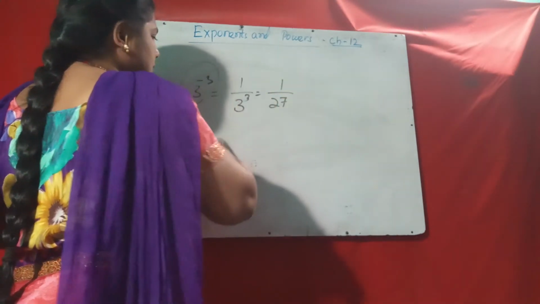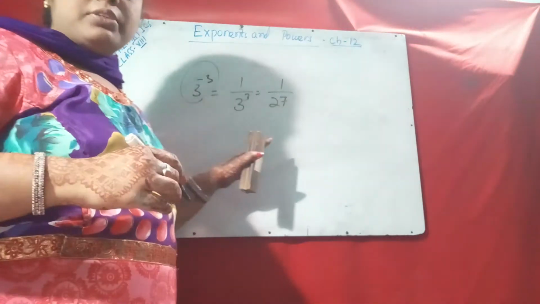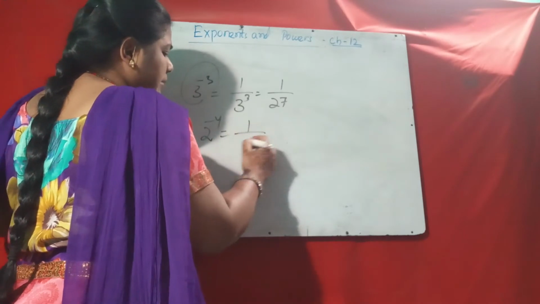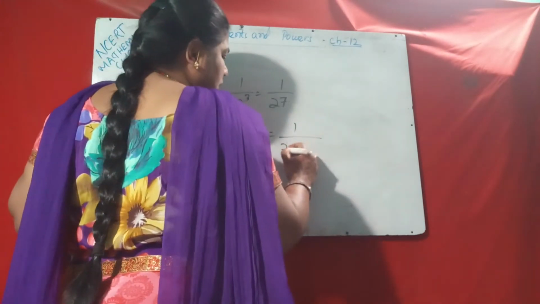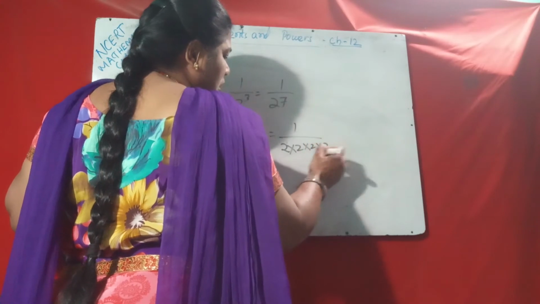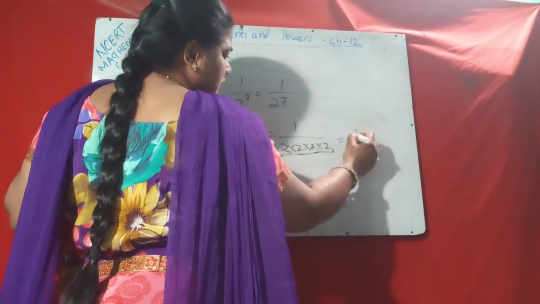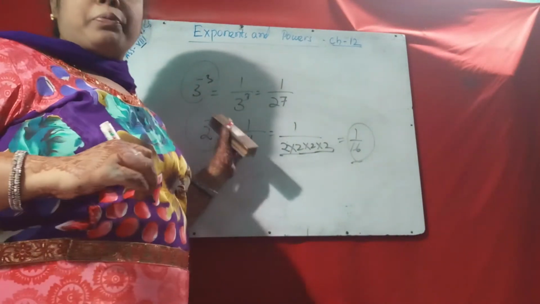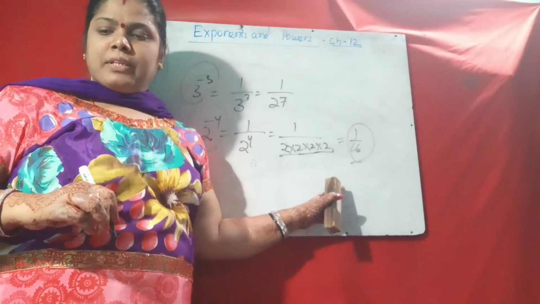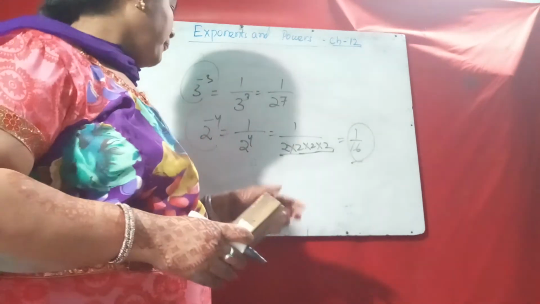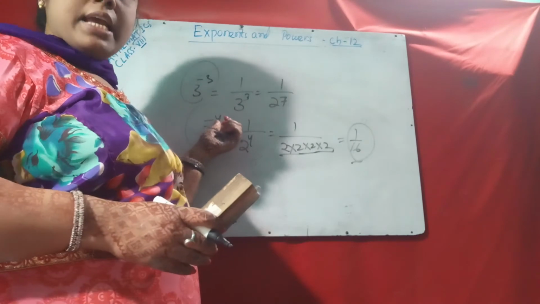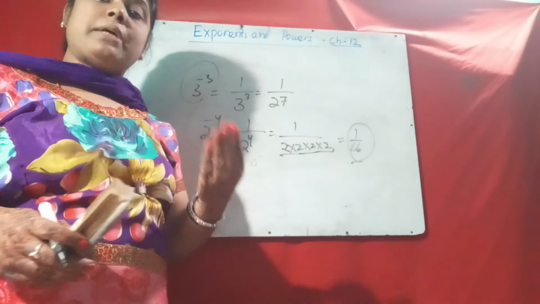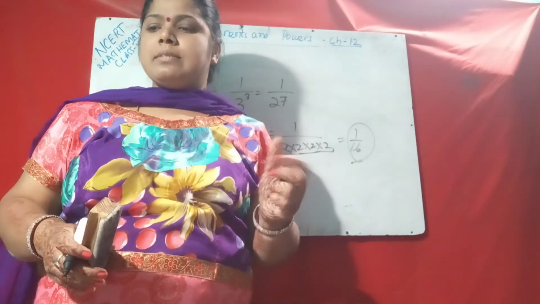So 3 to the power minus 3, its value is 1 by 27. Suppose 2 to the power minus 4, that means 1 by 2 to the power 4, 1 by 2 into 2 into 2 into 2. 2 to the power 4 is 2, 4, 8, 16, that is 1 by 16. So the value of 2 to the power minus 4 is 1 by 16. Here 2 is the base, 4 is the exponent or power.